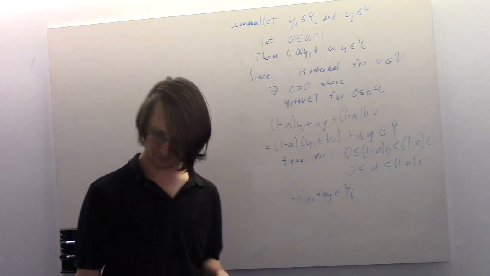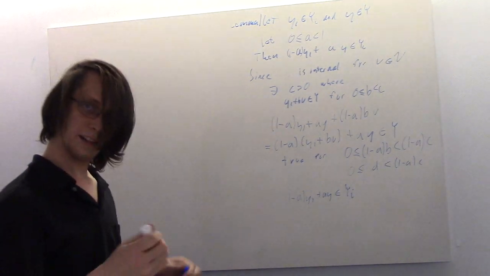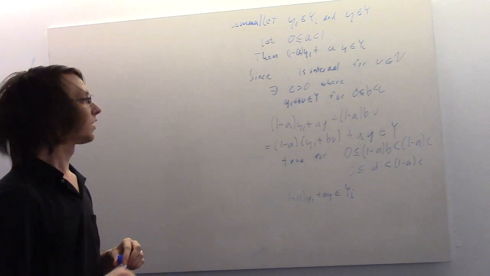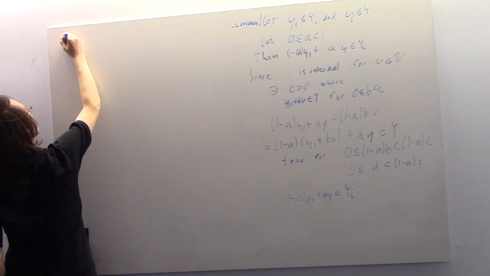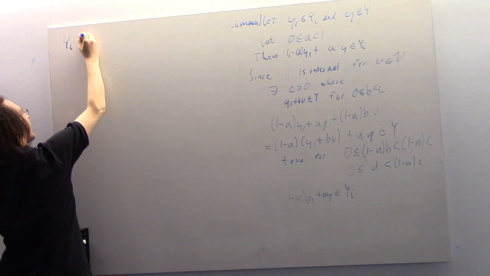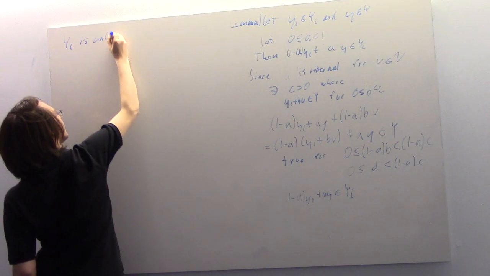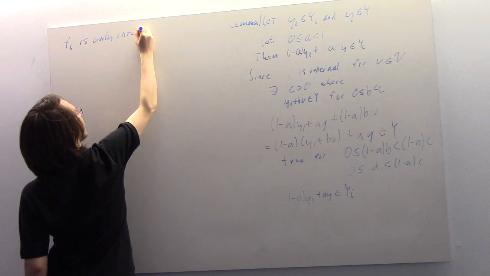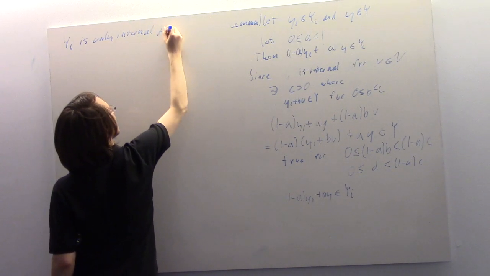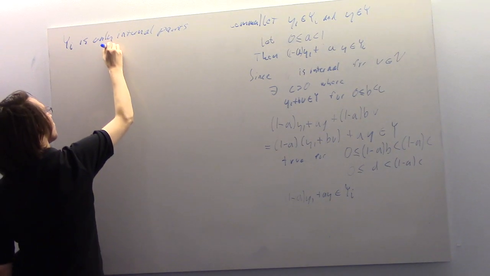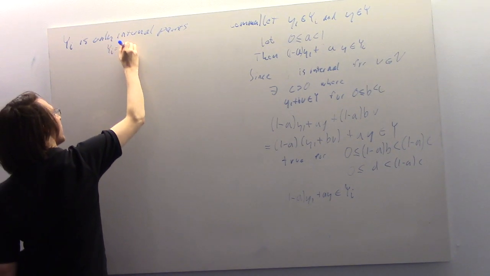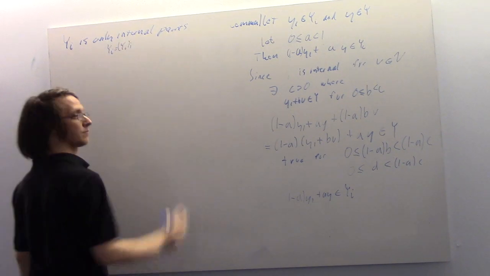Okay. Now, we're going to use these to get that Yi is only internal points, or Yi equals Yii.